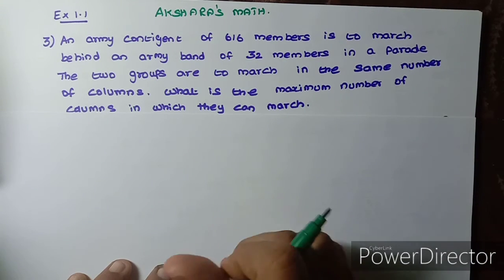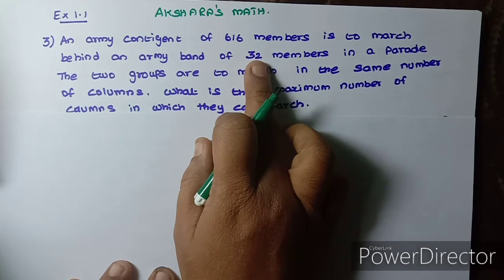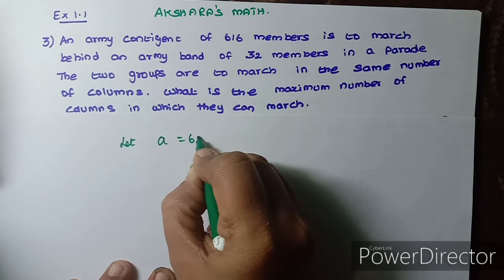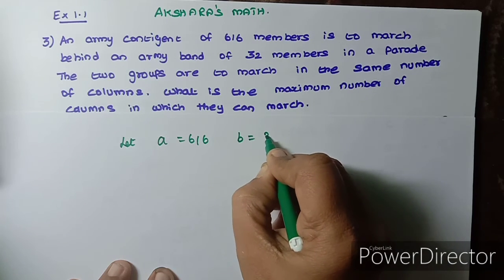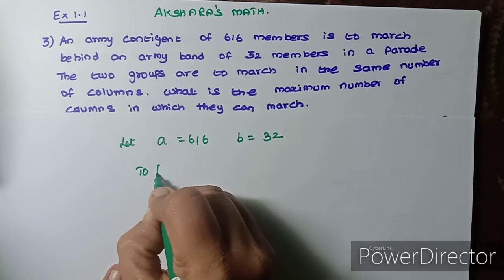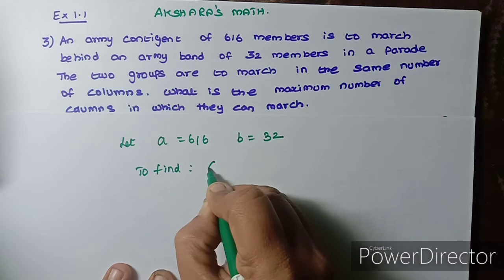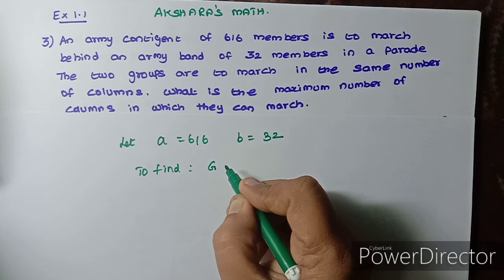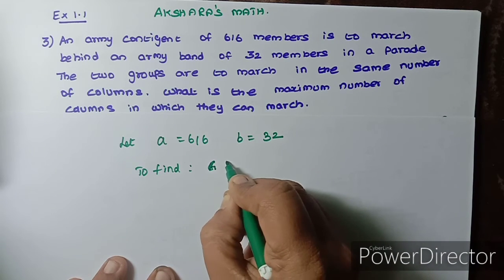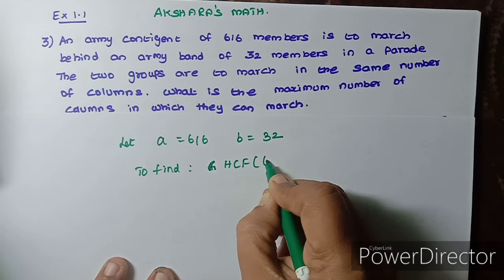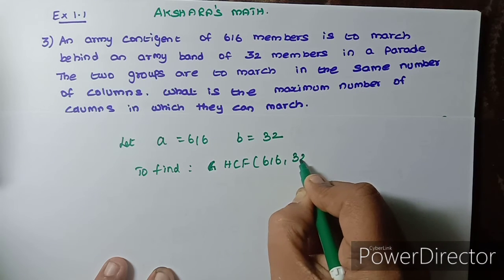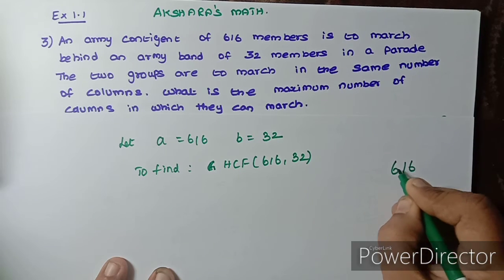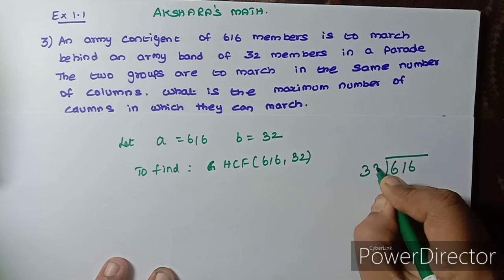So what is given? 616 and 32. I will take A is equal to 616 and B is equal to 32. What we have to find? GCD and HCF are both the same. Sometimes I used to say GCD, don't mind. HCF of 616 comma 32. You have to find this. For this, our first step is 616 divided by 32.